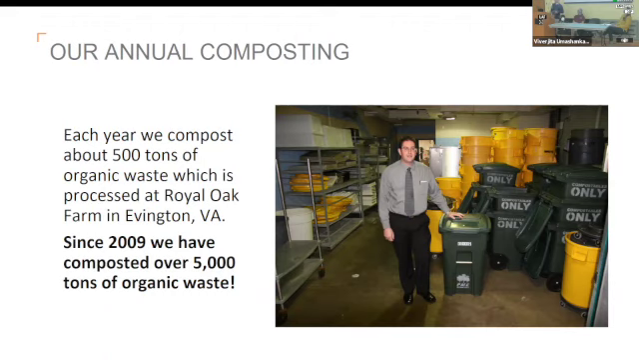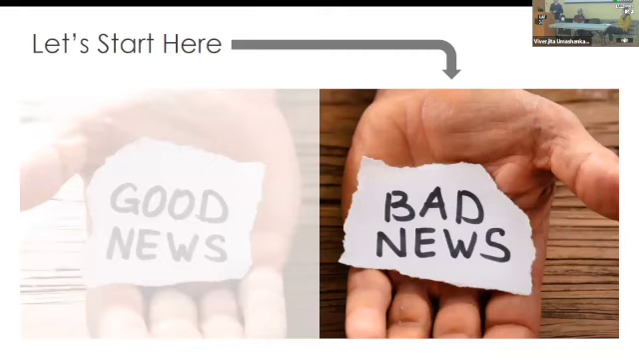So just wanted to give you a pretty big number. Looking at that 11 million and converting that to tons, that's about 500 tons of organic waste each year that we send to Evington, where our Royal Oak Farm composter is. And that's 5,000 tons of organic waste since 2009. Compare that to so many different things, and that's a big impact for us, and we hope to do even better moving forward. But I'll transition to Carol, to talk a little bit about some other things with composting.